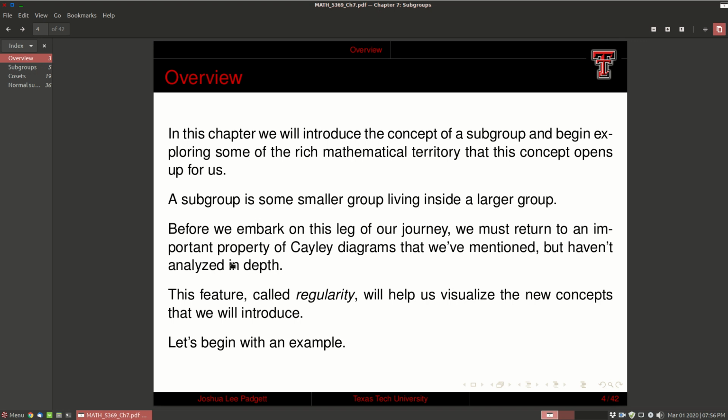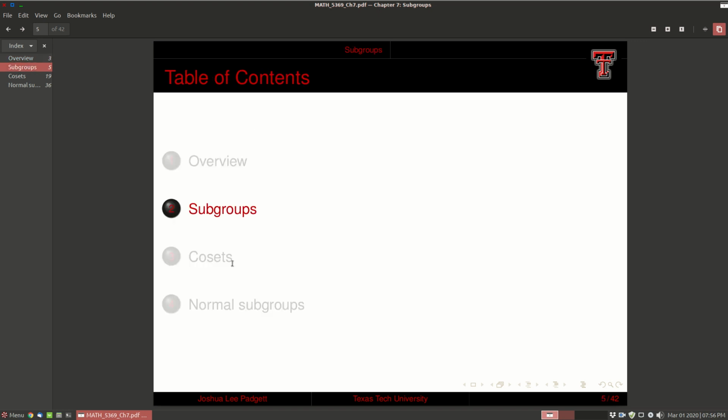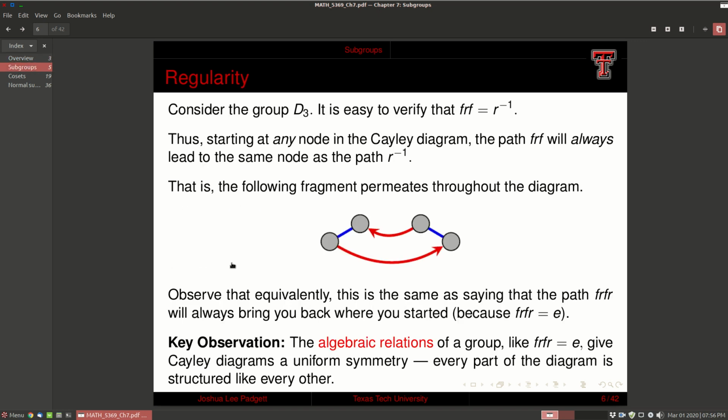then some properties. Before we do all this, we're going to reanalyze our notion of Cayley diagrams and mention another property that we overlooked before, and this property is going to be called regularity. So let's start with an example. So consider the group D3.